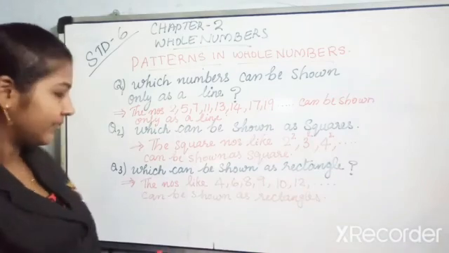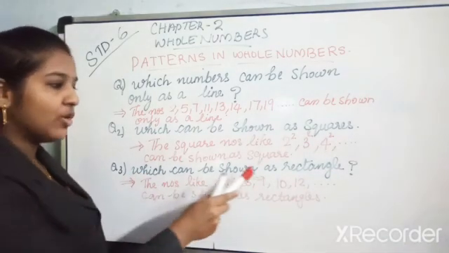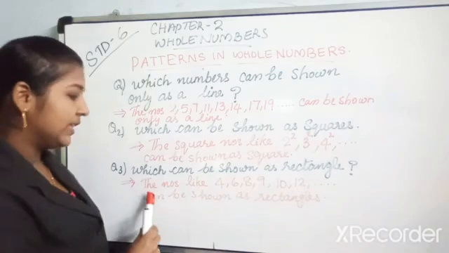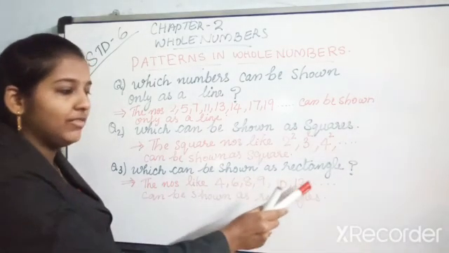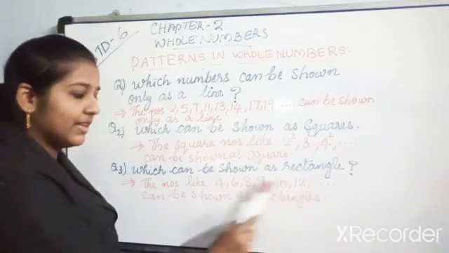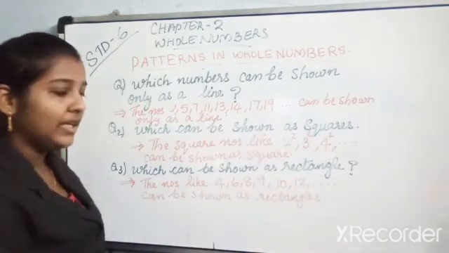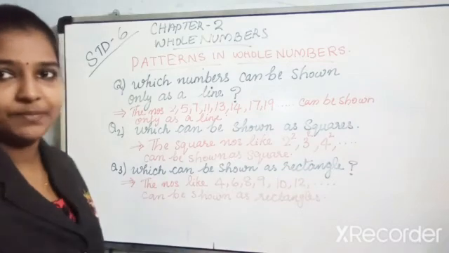Got it? Next, which can be shown as rectangles? The numbers like 4, 6, 8, 9, 10, 12, etc. Numbers like these can be shown as rectangles. Okay, children?